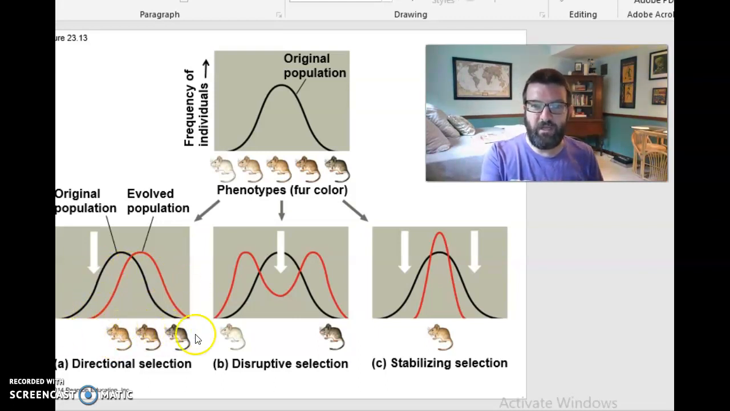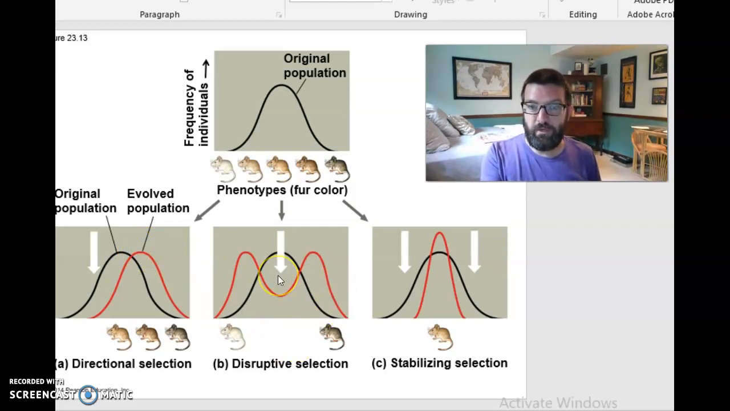So let's say we've got light and dark fur color. And if the environment has changed, or you found a new environment where the background is darker, maybe you're on some darker rocks, right? Then the individuals who naturally have darker fur are going to do better. They're going to spread more alleles in the next generation because they have more offspring. And over the course of several generations, the average from the original population is going to move in this direction. And here's the average color of the evolved population after several generations.